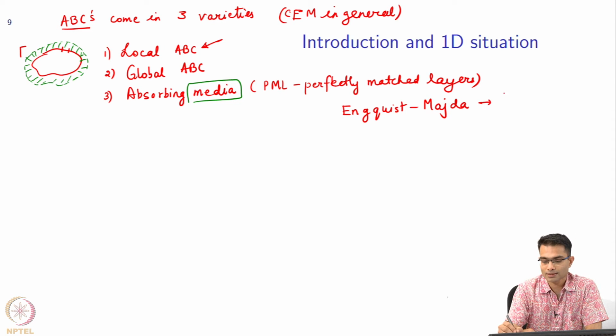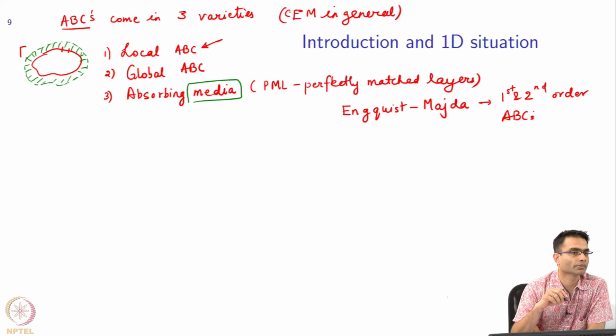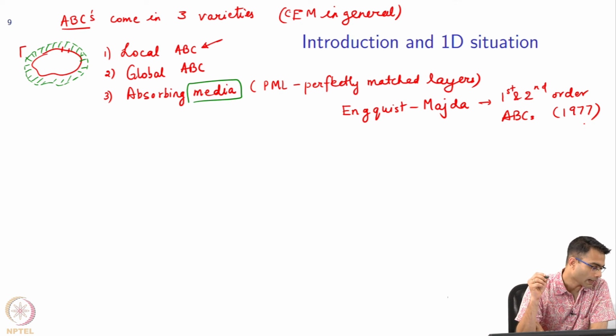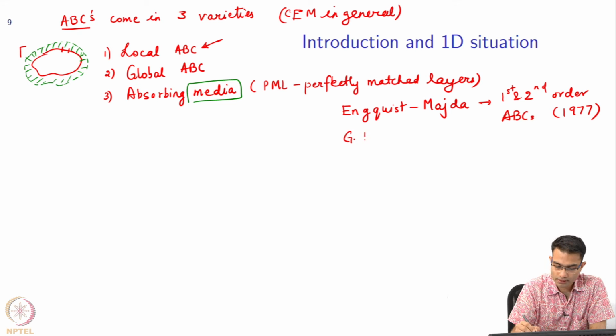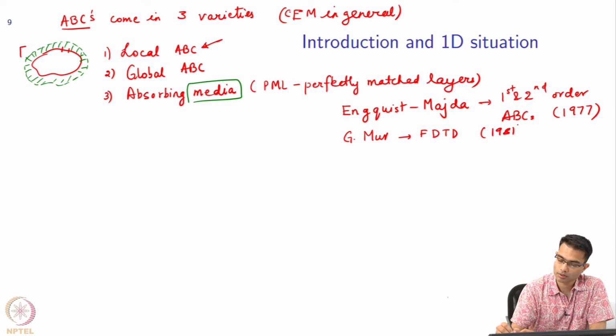So, these are the scientists who gave the first and second order ABCs in the CEM literature. This is way back in 1977. And then a person by the name of Mur applied it to FDTD for the first time in 1981.